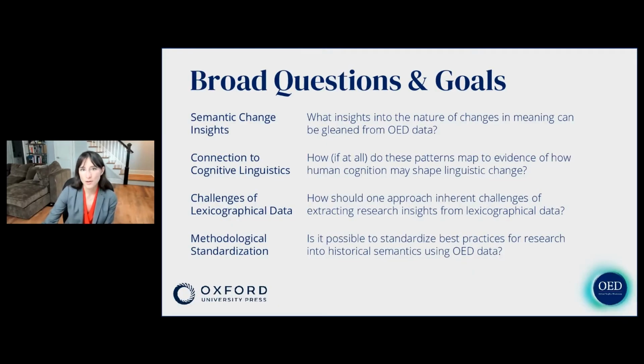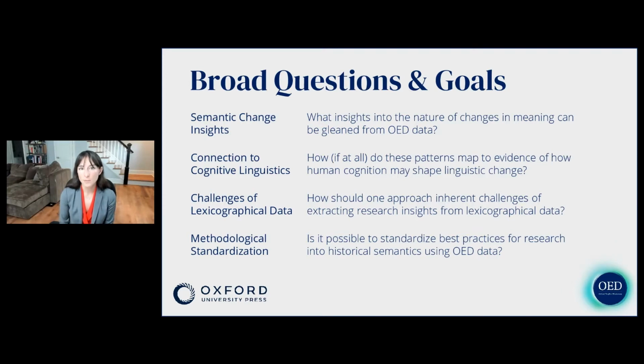So first, going over the broad questions and goals of my research. On the content side, the goal is really to understand what insights about the nature of changes in meaning we can glean from the OED, and from the OED data sets, particularly as the OED in its original first edition form is being wholesale revised into the third edition. Looking at those patterns in the data, and specifically at how they may or may not map to evidence in cognitive linguistics of how human cognition may shape linguistic change.